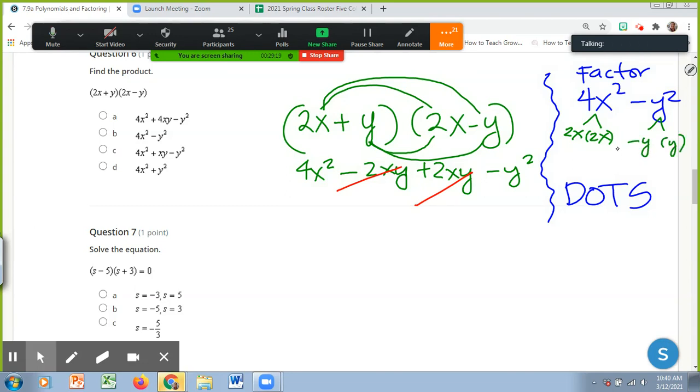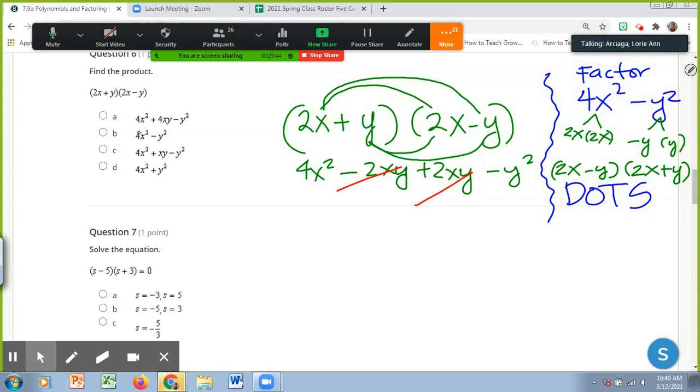Yeah? Okay, so then that means we get the answer as 2x minus y, right? And then 2x again. Oh, where's my pen? Okay, so 2x and then plus y. There you go. So that's when you're asked to factor, and this is when you're asked to multiply.